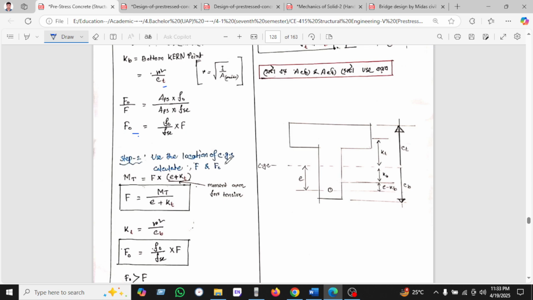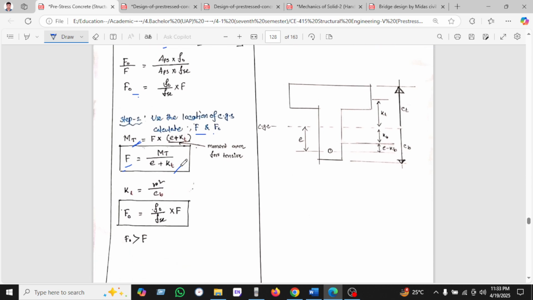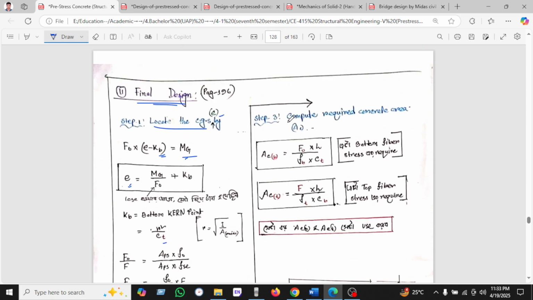And step 2 is to use the location of the CGS, calculating F and FC, and the total moment will use this formula, and the force will be found this way. And Kt, what will Kt be? Kt will be as Cb, and F not equal to will be this here, and remember F not is greater than F. And number 3, compute the required concrete area. This is the final design, we can say.